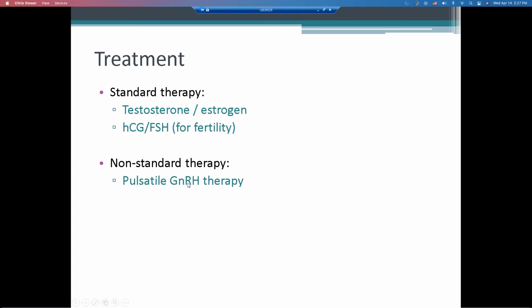Yes, there is one center in the world that does it, in Boston. They give a pump of GnRH. GnRH is a pulsatile hormone. If you give it continuously, you're going to suppress LH and FSH. But if you give it in a pulsatile fashion, you're going to stimulate LH and FSH, and by that you stimulate the testosterone. So there's one center in the US that does that kind of pulsatile therapy. I'm not aware of another center that does it.